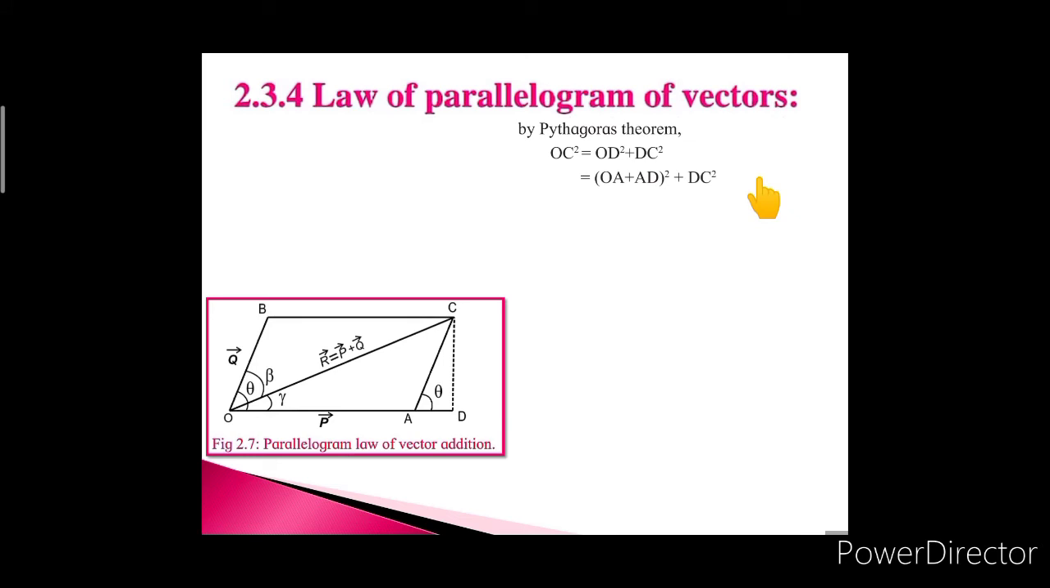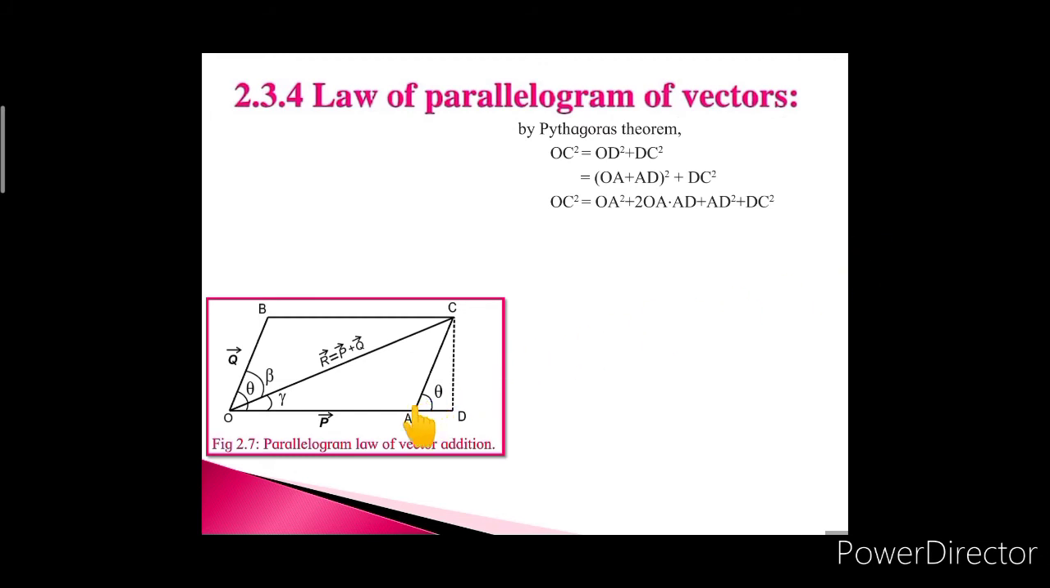Then we use the formula A plus B the whole square, which comes to A square plus 2AB plus B square. So we can write OA square plus 2 OA into AD plus AD square, and plus DC square. Then, using the Pythagoras theorem in the big triangle ODC, we get OC square as OA square plus 2 OA into AD plus AD square plus DC square.